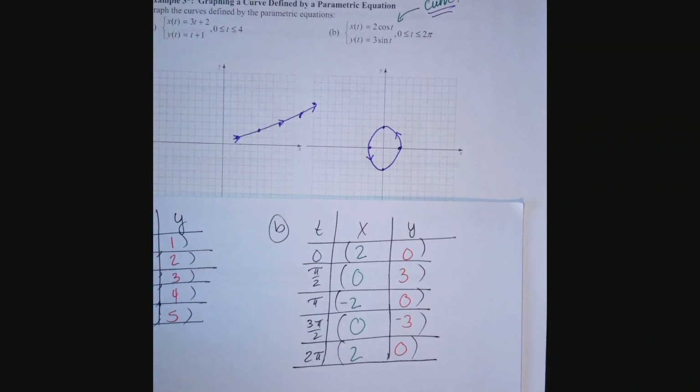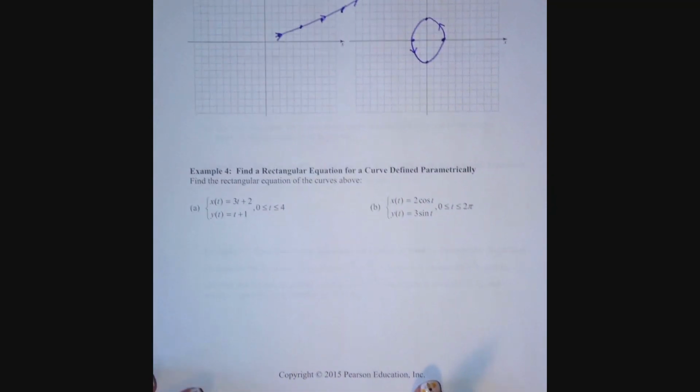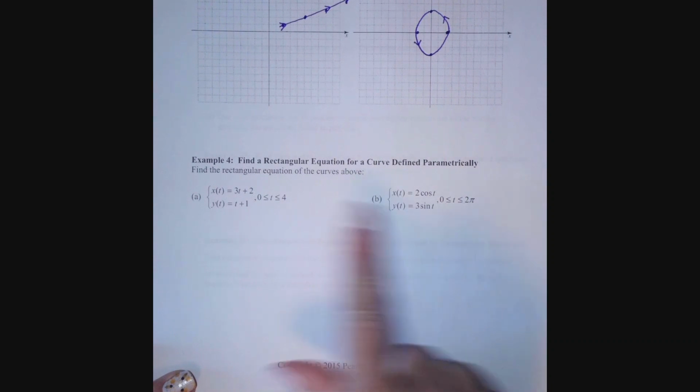All right, excellent. So, what if we want to write a rectangular equation of these curves? Remember, there's not just one rectangular equation that is going to show our parametric equation. So we're going to do 2 examples for B. We're just going to do one for A.